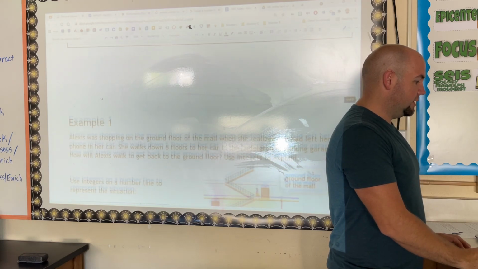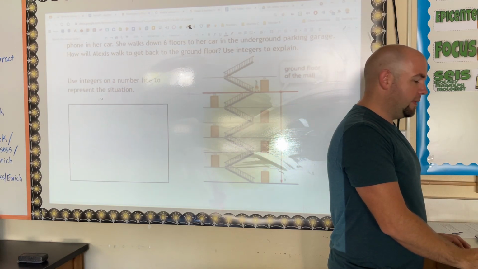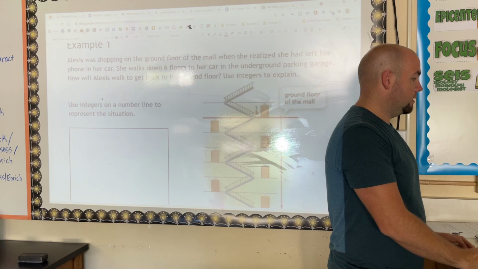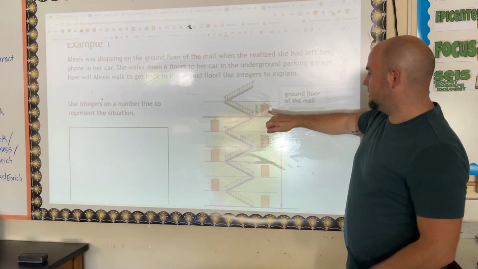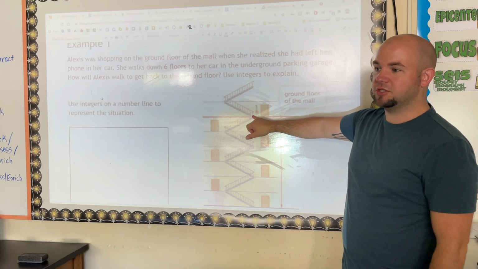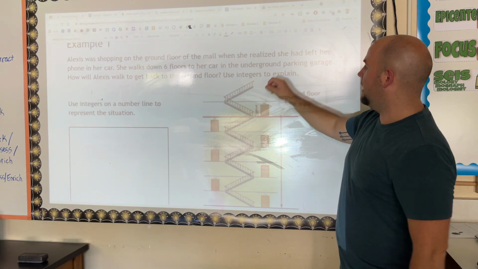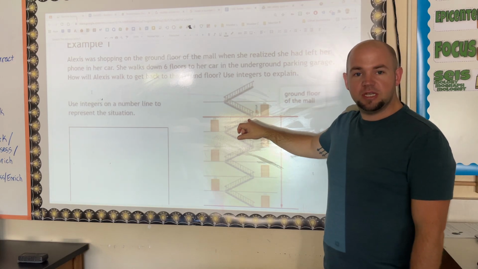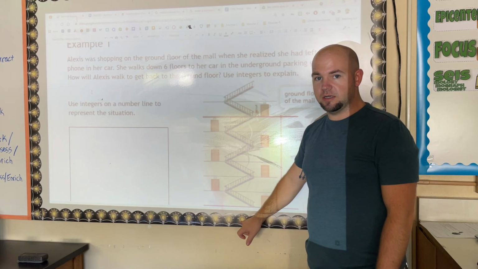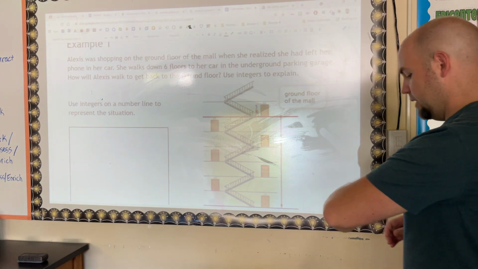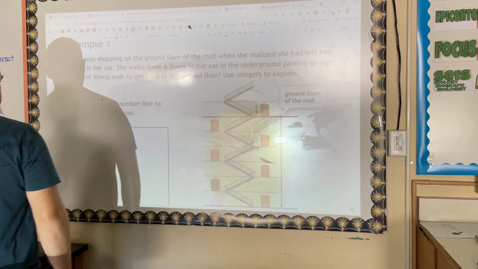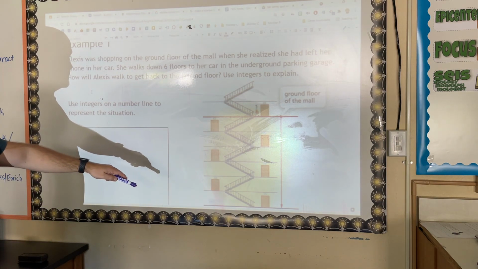So that's one example, or let's look at an example. I'll just write it on my screen here then. Alexis was shopping on the ground floor of the mall. She's up on the 6th floor doing her shopping, and she goes, oh shucks, I left my phone in the car. So she has to go down 6 flights of stairs to get all the way down to where her phone is in her car. In order to get there, she has to go back down those 6 stories.